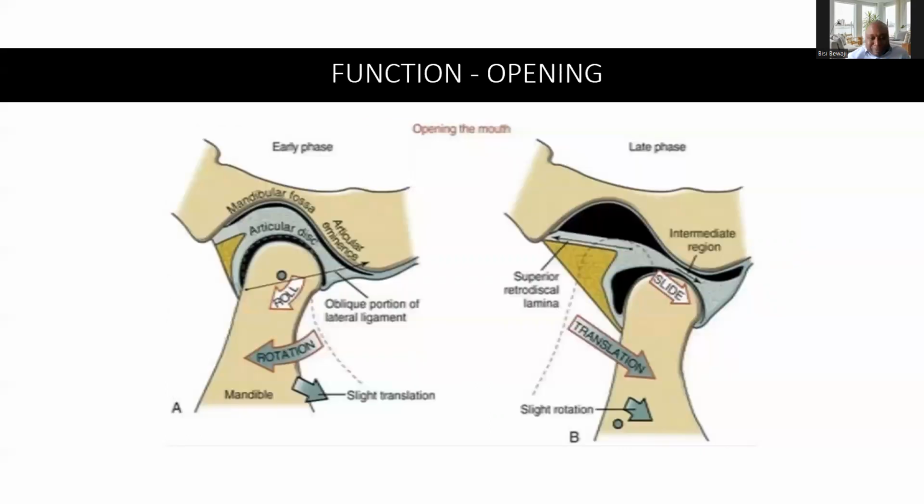Next slide, please. Yeah, so this just shows exactly what I said. In the closed position and in the open position, you have the disc that is pulled forward so that your jawbone, the condyle of the mandible, is never in direct contact with the base of the skull. And this is what happens in health. Next slide, please.